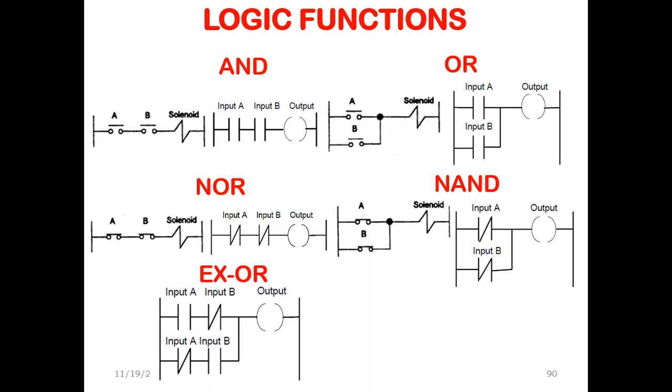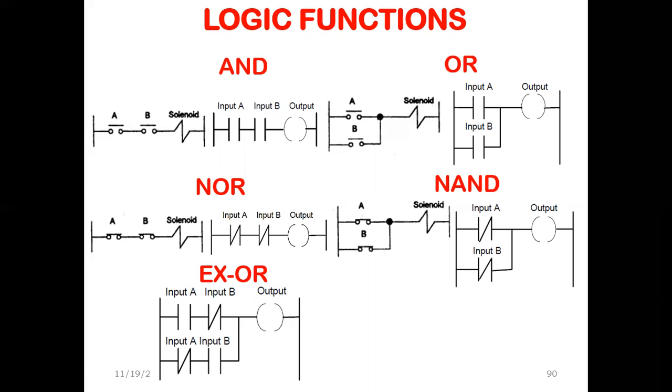In this PLC we use different logic functions. Already we know AND, OR, NOR, NAND and XOR with the switches, and normally closed and normally open conditions, which we are going to discuss in this chapter. First, AND logic is done by normally open switches, input A and input B. If both input A and input B are enabled, then only the output will be enabled.